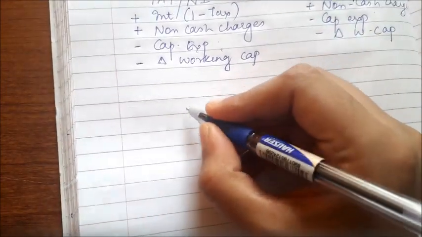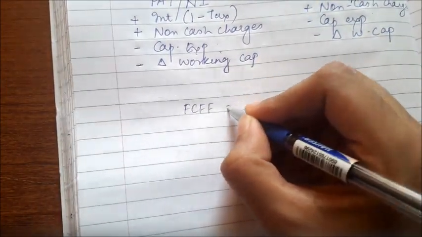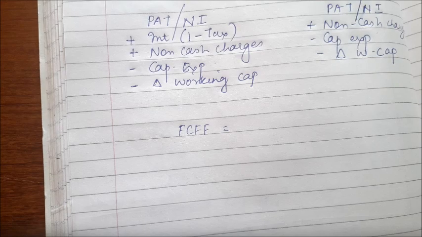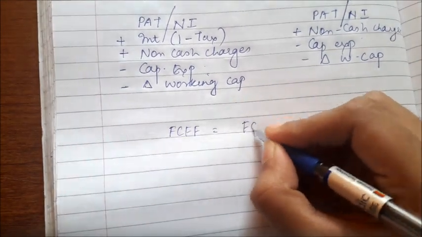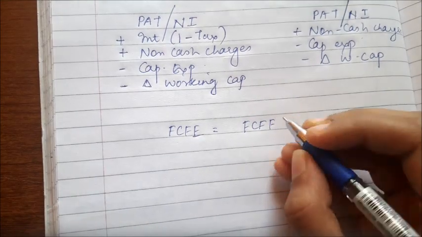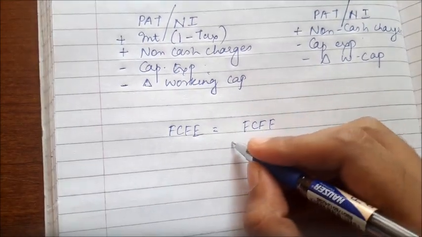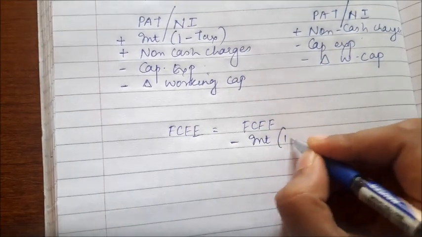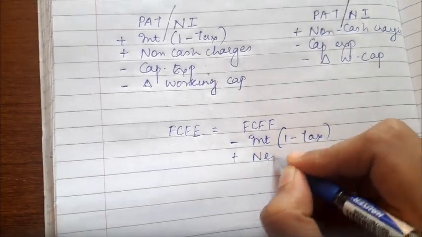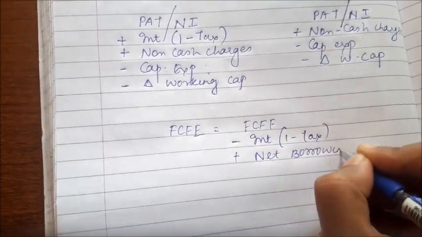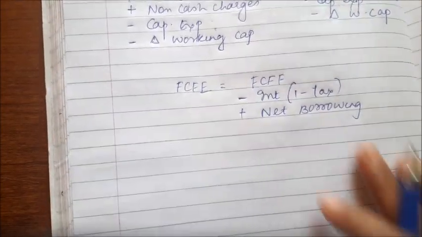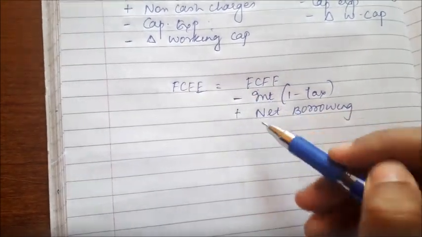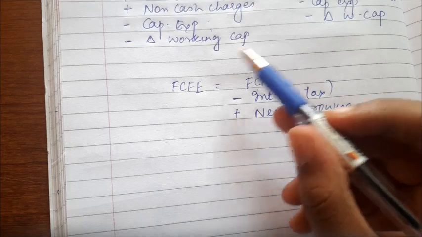Now, if free cash flow to firm is given, we can find free cash flow to equity by doing some adjustments. To reach free cash flow to equity from free cash flow to firm, we reduce interest times (1 minus tax) and add net borrowing. Doing this, we get free cash flow to equity. This is the simpler way for this solution. If one is given, we can find the other, or vice versa, by doing the opposite adjustments.